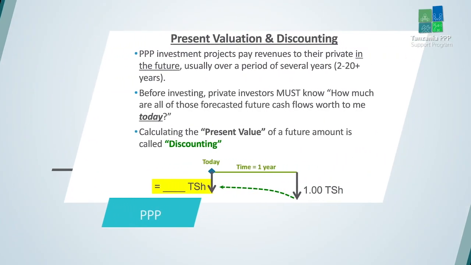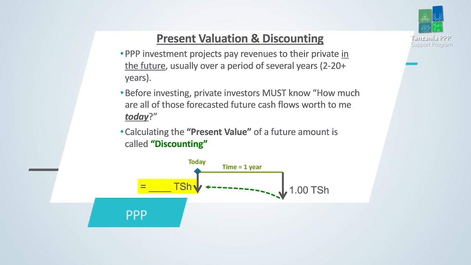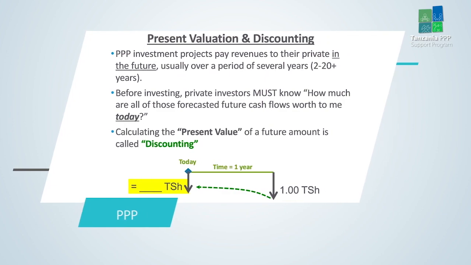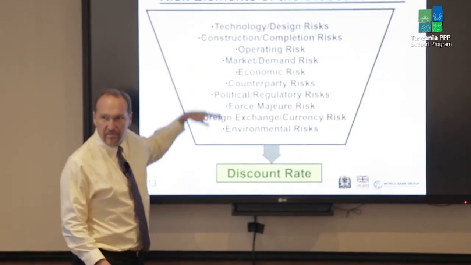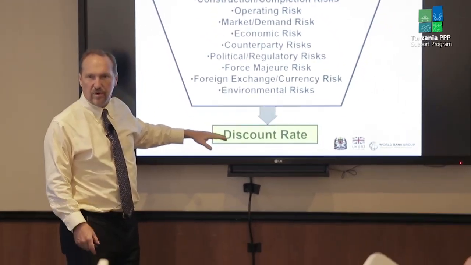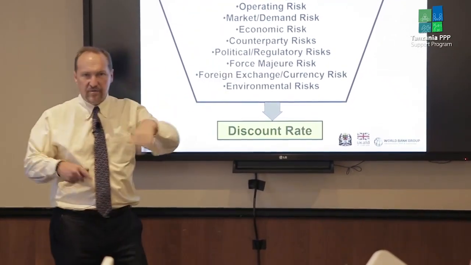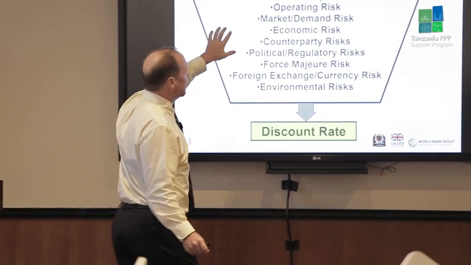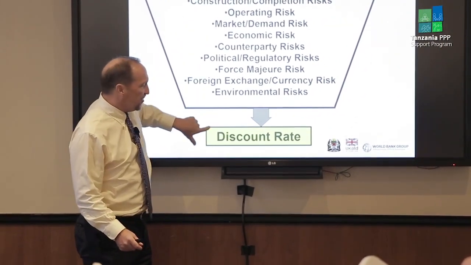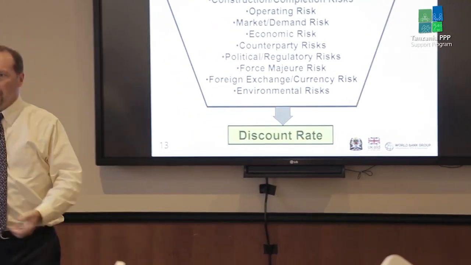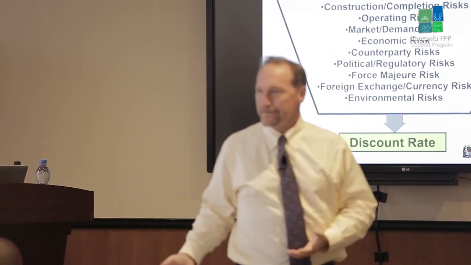So there are two real ways that a discount rate can be computed. One is the bottom-up approach, and this is the way that theoretically we understand this. If we come back to this diagram, we would assign a percentage point to each one of these risks and sum them up, and the total, the discount rate, would reflect the sum total of each of these risk valuations. So if technology and design risk is 2.5%, and construction risk is 1.5, and we add all these up, we could come up with a discount rate of 16%. At least theoretically, we could do that.